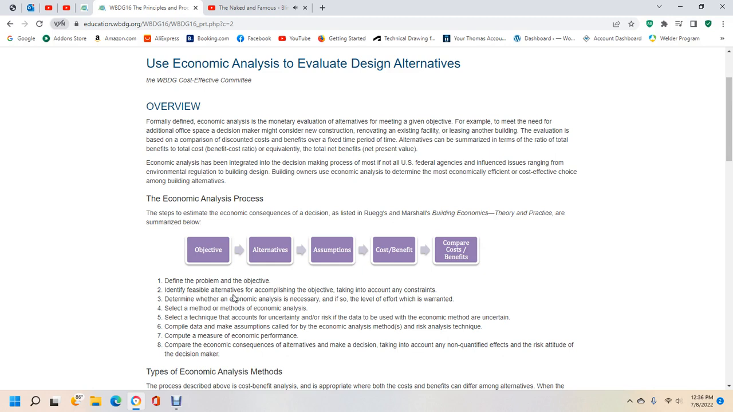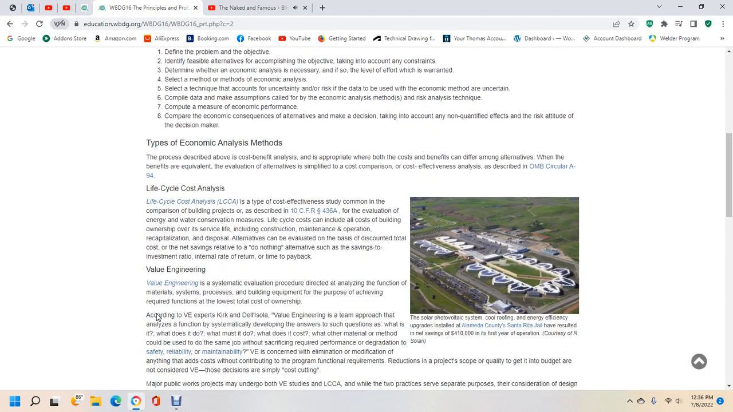Select a method or methods of economic analysis. Select a technique to account for uncertainty and risk, with data which can be used. The economic method and certainty should comply with the data and make up the assumptions called for by the economic analysis method and risk analysis technique. Compute a measure of the economic performance. Compute the economic consequences of the alternatives. Make a decision, taking into account the non-quantified effects and the risk attitude of the decision maker.